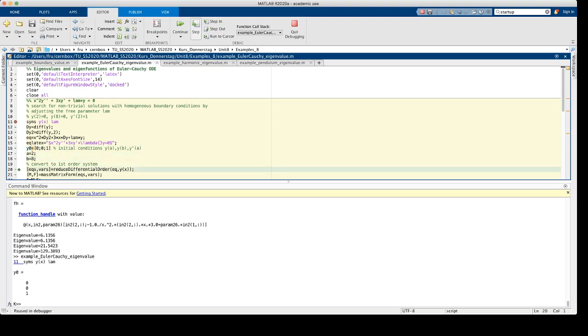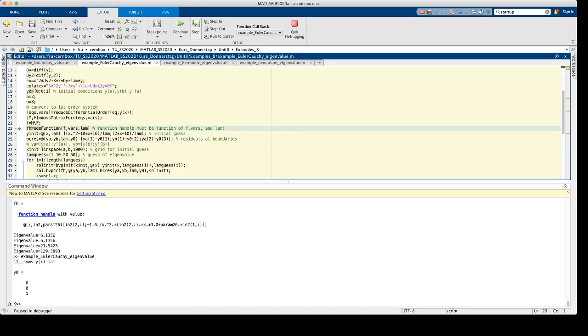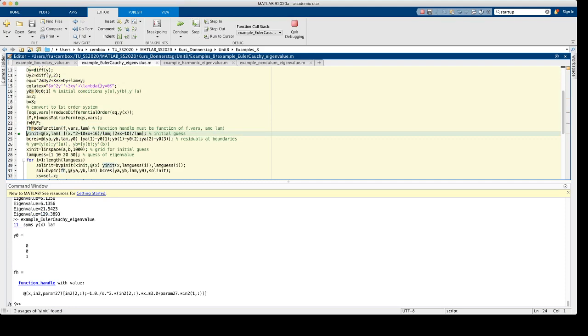Just like in the previous video, we now convert to a first-order system. But we have to take care that the resulting function handle, fh, in line 23, is now a function of 3 inputs: F, the right-hand side, the variables y and y prime, and the free parameter lambda. This is important, otherwise the following code will not work. So fh, the function handle, has to be a function of lambda as well.